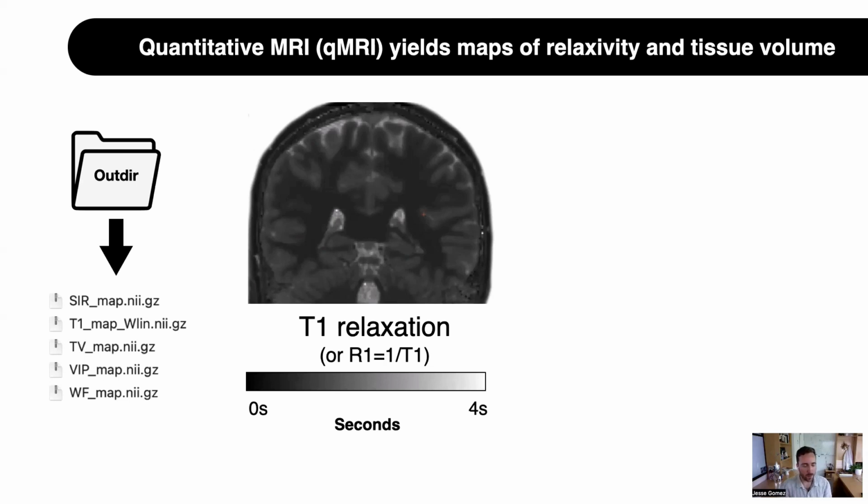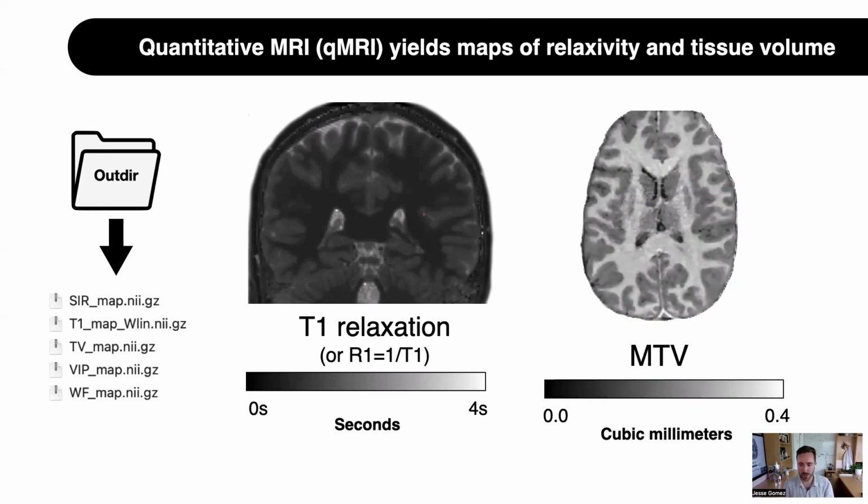The great thing about qMRI is that it also lets us estimate in every voxel the exact amount of the voxel that belongs to tissue and not water. This is called macromolecular tissue volume, which is the TV map file shown there. This is the precise fraction of the voxel that belongs to tissue. Importantly, these MRI scans give you brain maps, as I'm showing you here, with actual units.